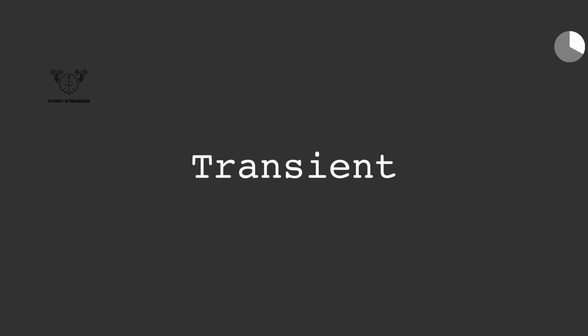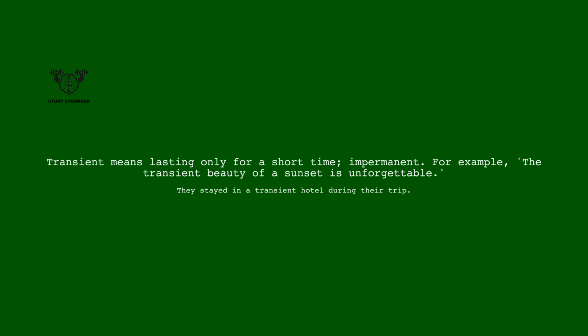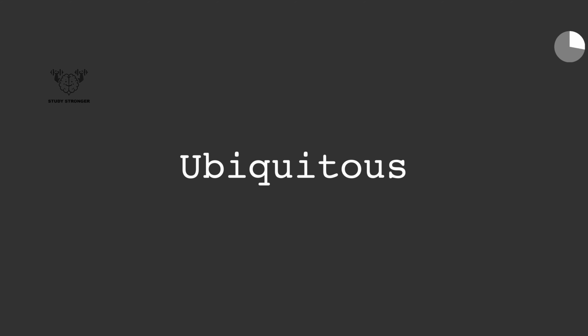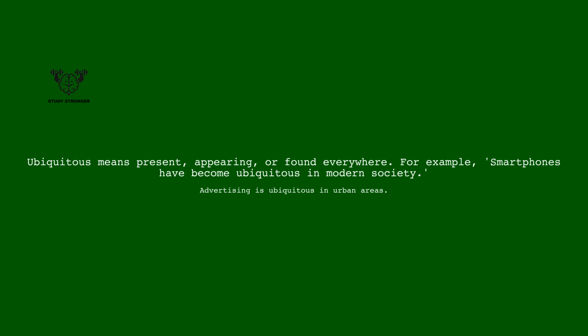Transient. Transient means lasting only for a short time. Impermanent. For example, the transient beauty of a sunset is unforgettable. Ubiquitous. Ubiquitous means present, appearing, or found everywhere. For example, smartphones have become ubiquitous in modern society.